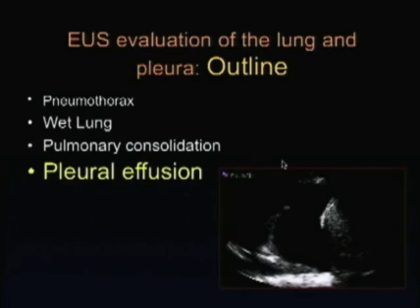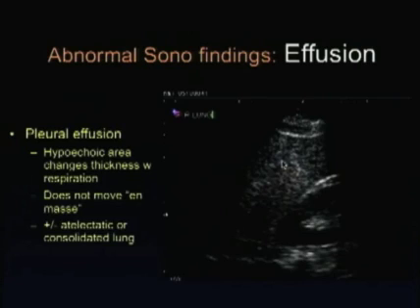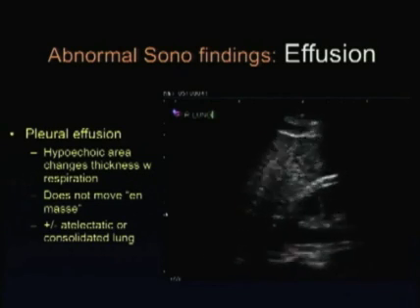Moving on now finally to pleural effusions. We will not be considering thoracentesis in this module. Pleural effusions are usually hypoechoic areas with changes in thickness with respiration. They do not move en masse, and there may or may not be atelectatic and solid lung associated with them.